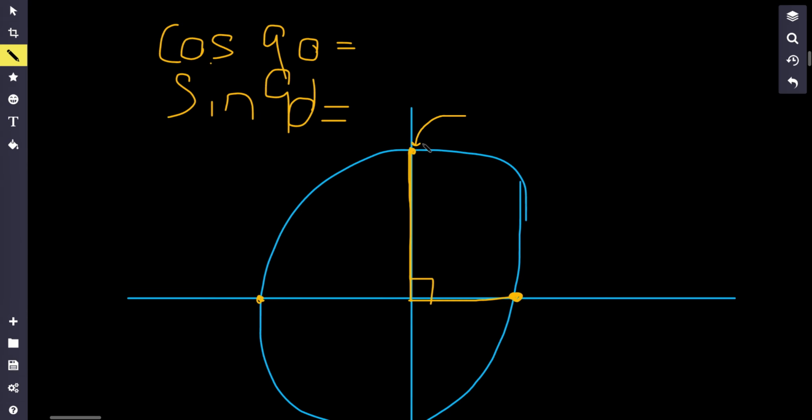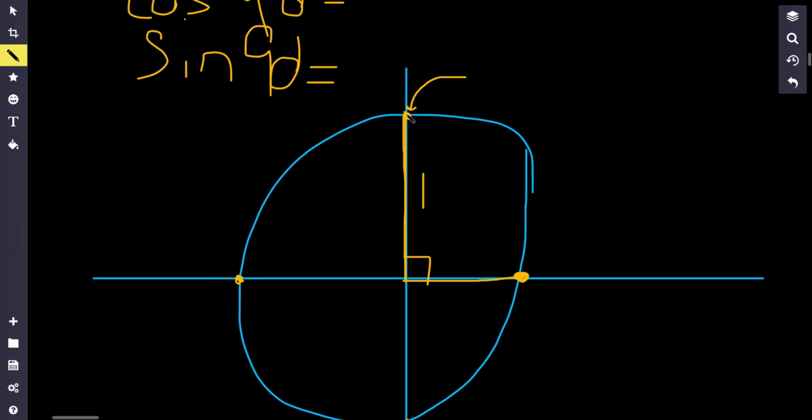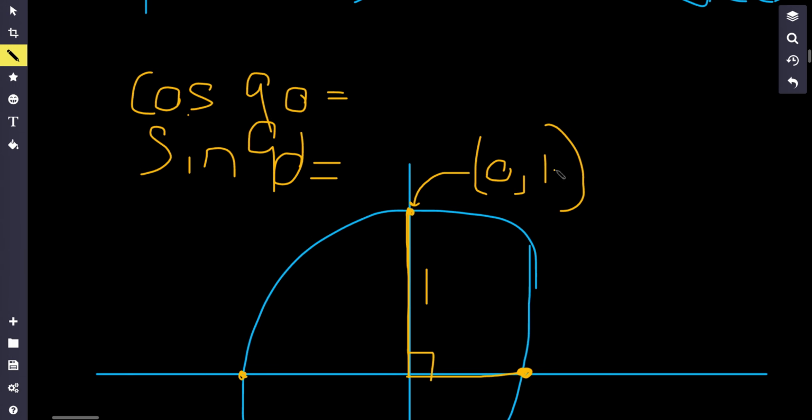Now, since this is a unit circle, the unit circle has a radius of 1. So if I'm only going 1 unit up, the coordinate of this point is going to be (0, 1), right? Because I'm only going 1 unit up. I'm not moving left or right. I'm just going 1 unit up, so it's (0, 1). Cosine represents the x value, so it's 0. Sine represents the y value, so it's 1.